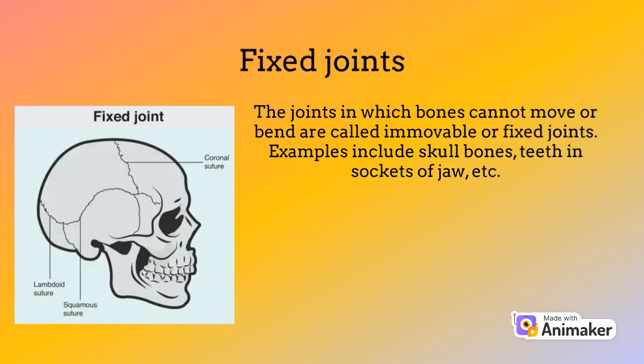Fixed joints. The joints in which bones cannot move or bend are called immovable or fixed joints. Examples include skull bones, teeth in sockets of the jaw, etc.